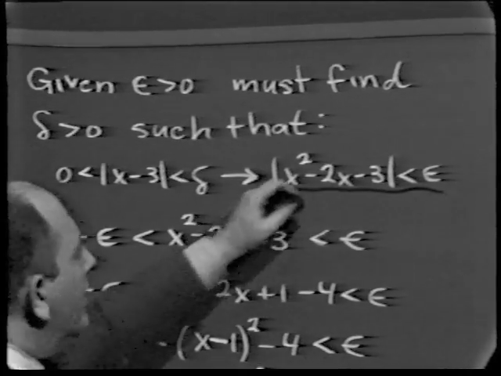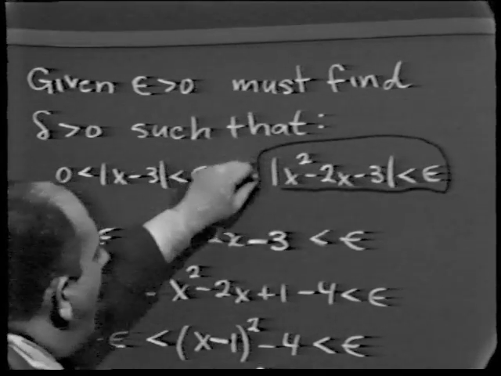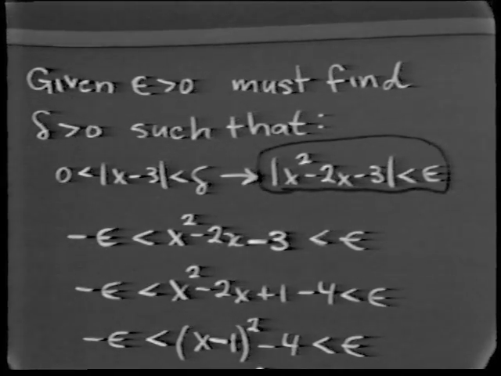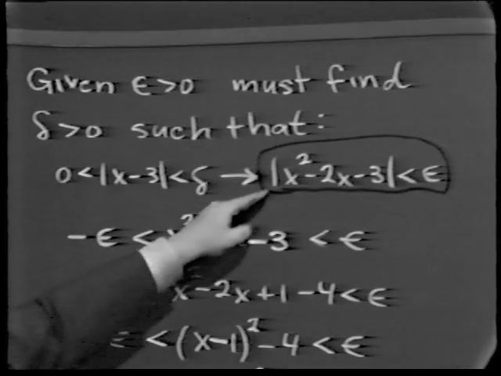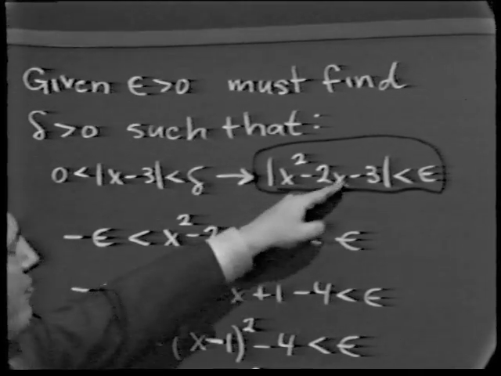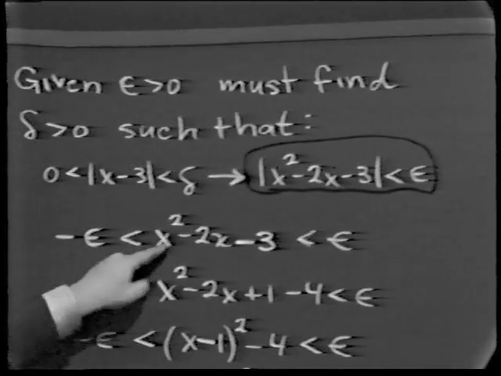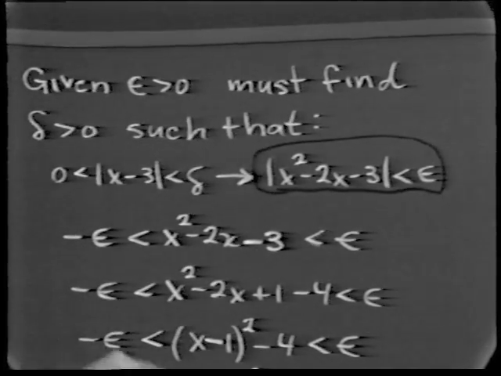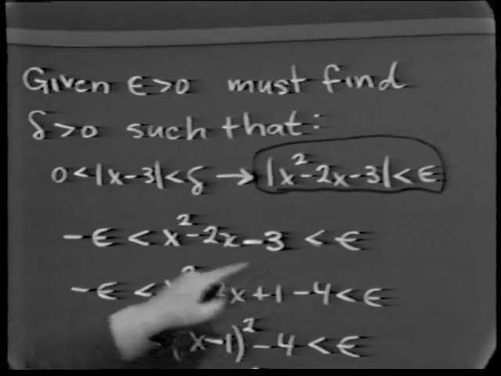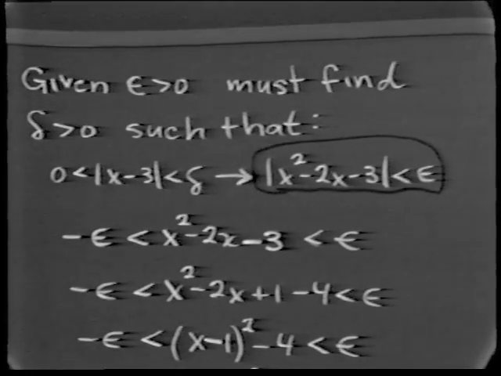Now here's the whole point. We know algebraically how to handle absolute values. Namely, the absolute value of x squared minus 2x minus 3 being less than epsilon is the same as saying that x squared minus 2x minus 3 itself must be between epsilon and minus epsilon. Now again, we rewrite things in fancy ways if we wish. There are other ways of doing this.